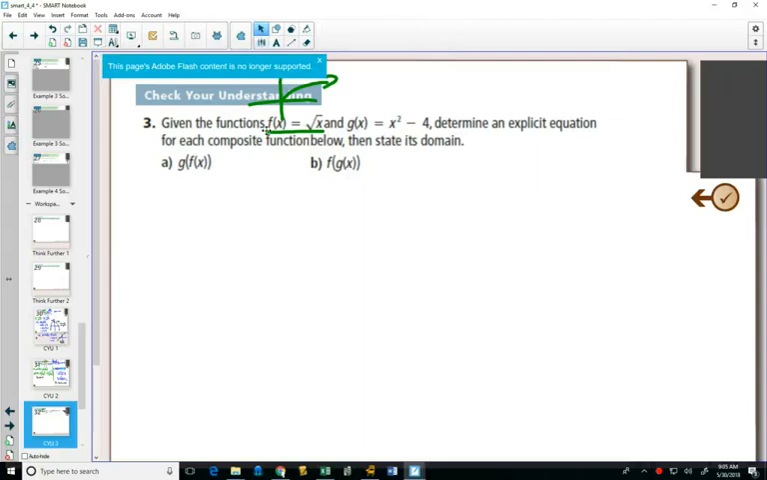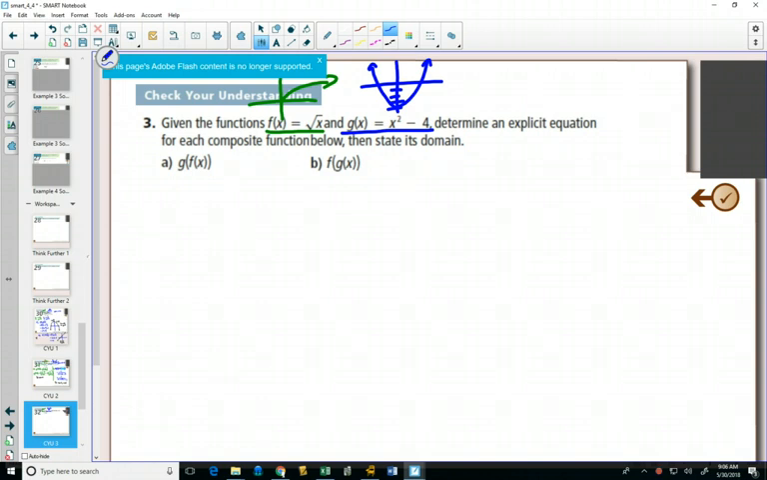And g of x is a parabola shifted down 4 units. So I have a picture of what that graph looks like. We want to determine an explicit equation and then state its domain.